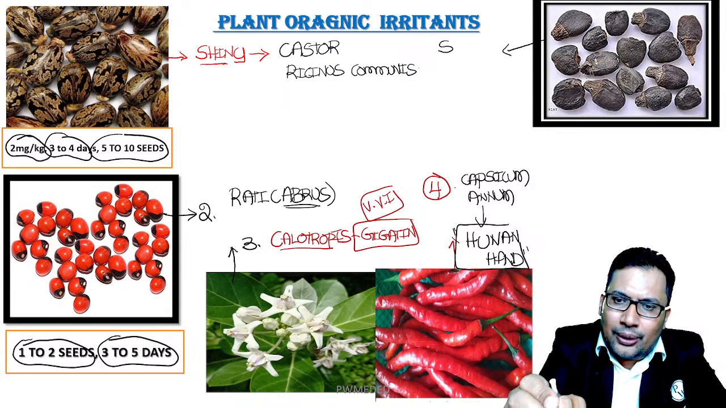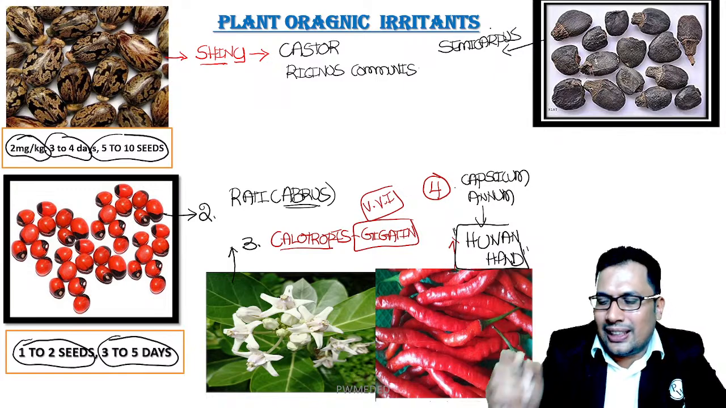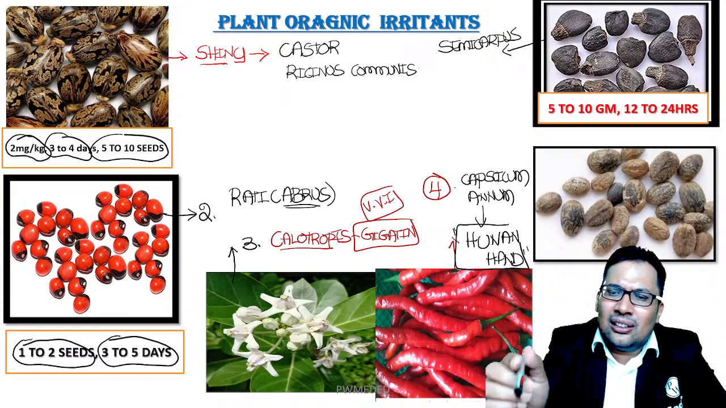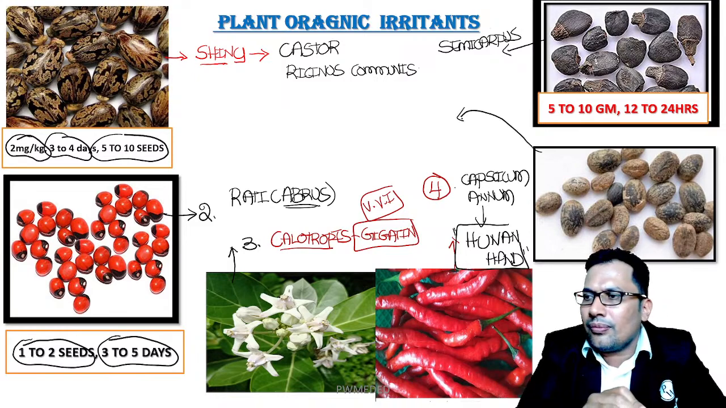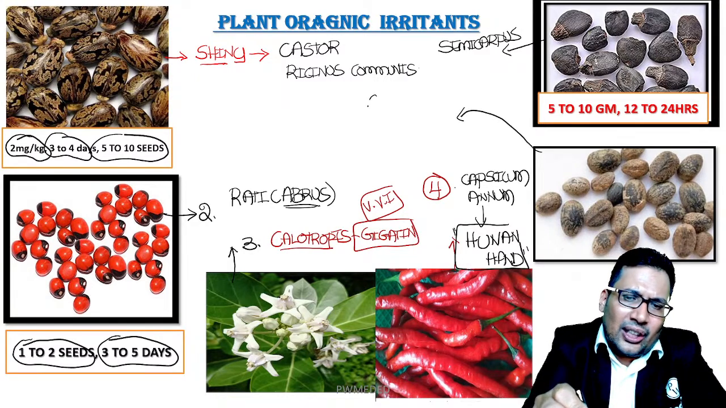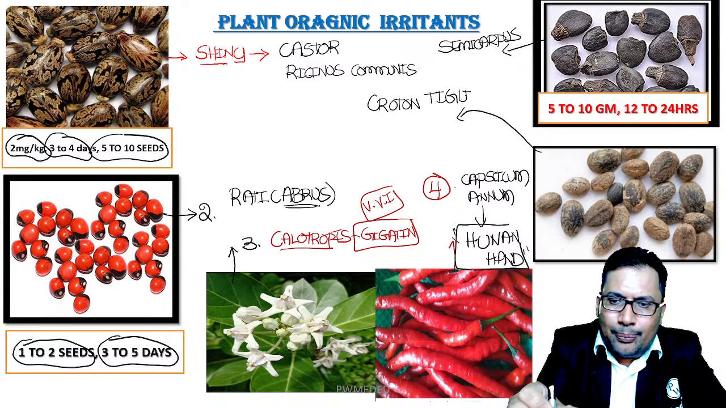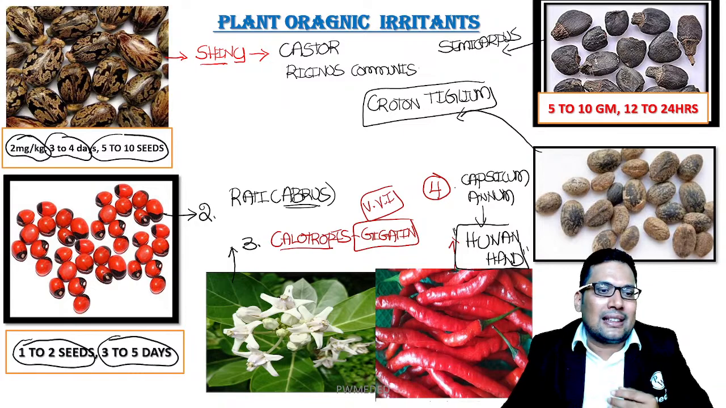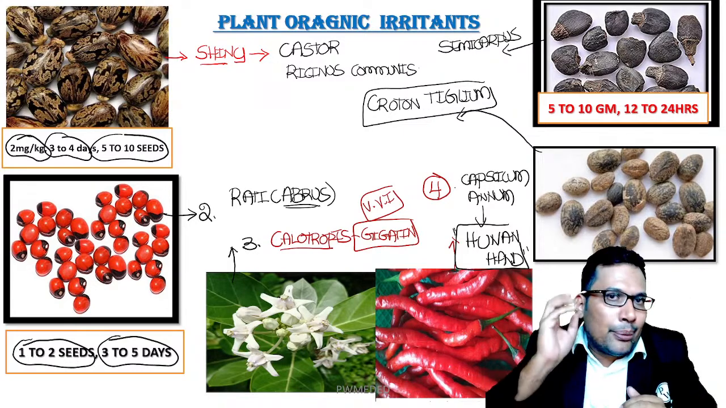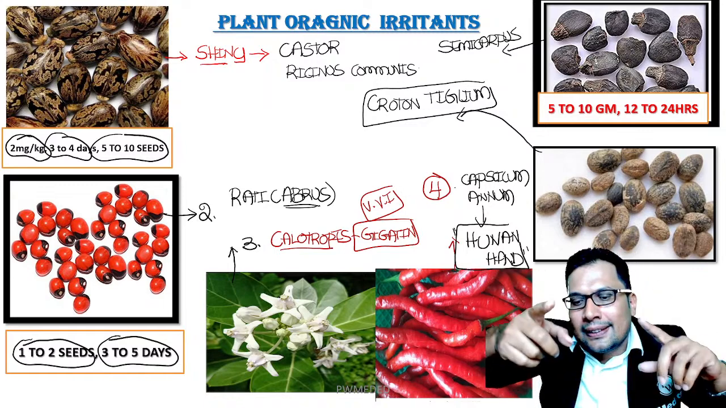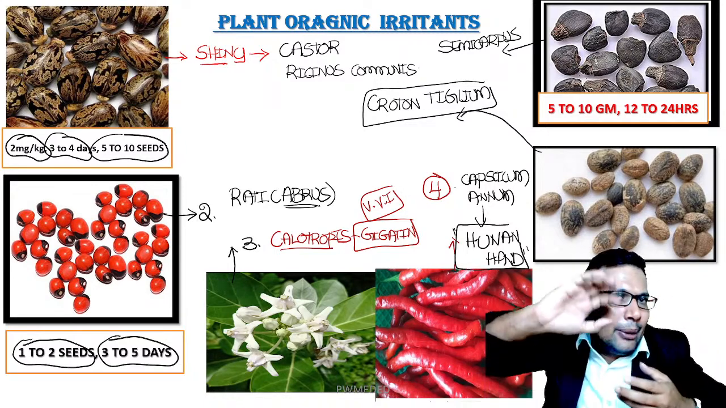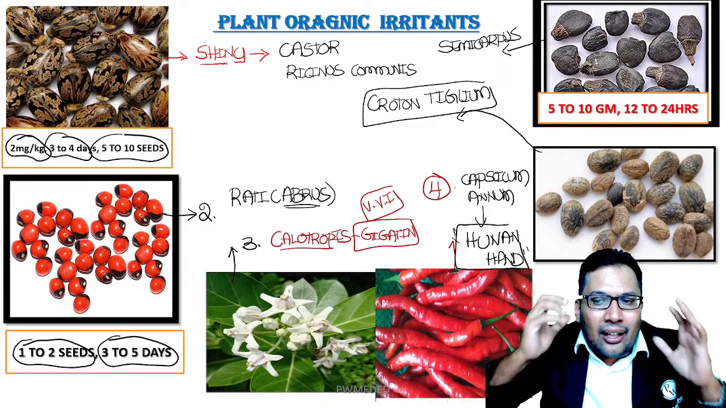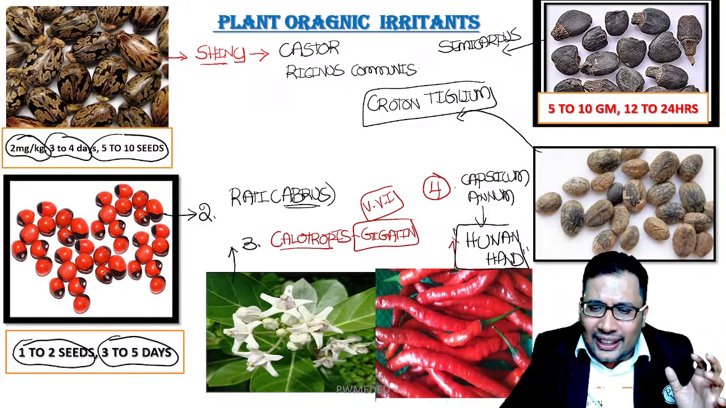This is the semicarpus anacardium, which we already discussed. One more is there, which they rarely ask: the non-shiny seeds, known as croton tiglium. So once again I'll repeat. Plant organic irritants are of 6 types: Ricinus communis, Abrus precatorius, calotropis, Hunan hand chili seeds, semicarpus anacardium marking nut, and the non-shiny seeds known as croton tiglium.